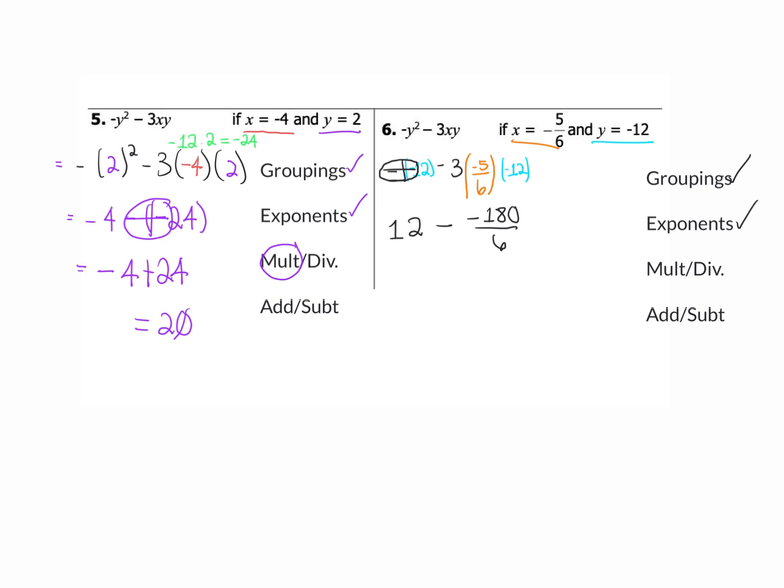over 6. And then this is going to be in its own parentheses. And then we have 12 minus, and then we have -180 over 6, and that's -30. We have a double negative here, which becomes a positive, and this answer is 42.